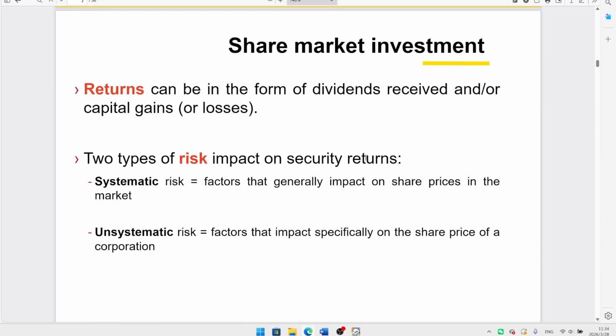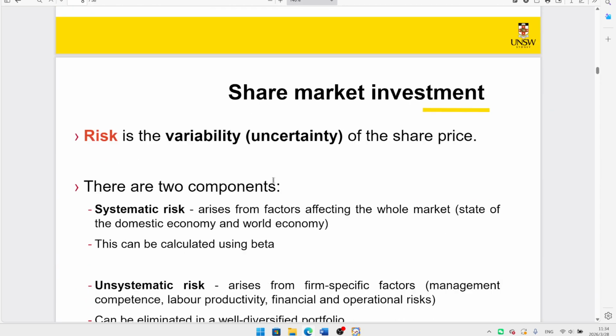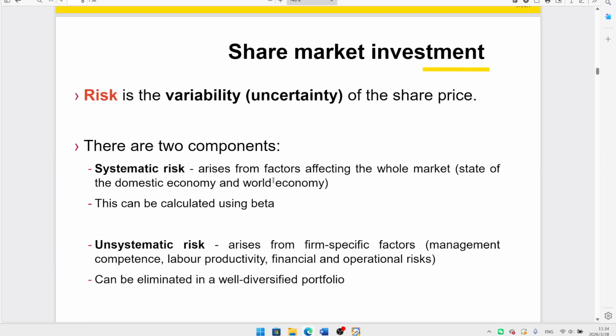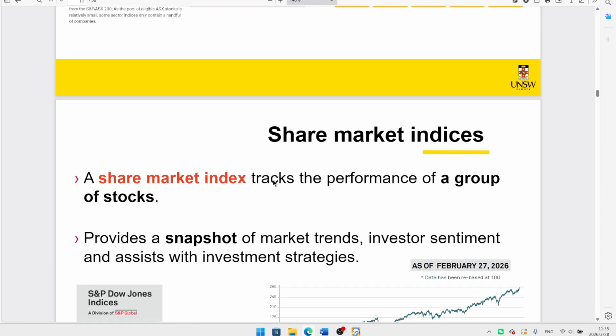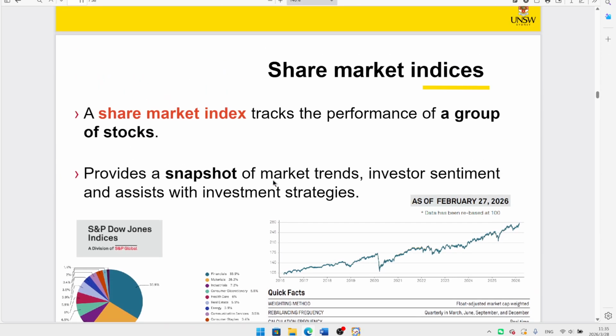So the first one is systematic risk, which cannot be eliminated. These are factors that generally impact share prices in the market. Unsystematic risk impacts the specific share price of a corporation. Unsystematic risk can be eliminated, while the other cannot. That's the first point.